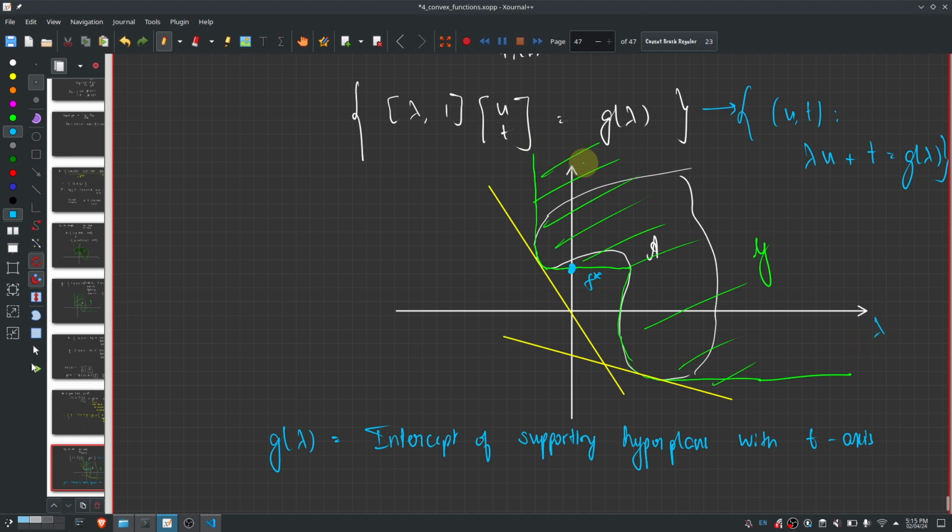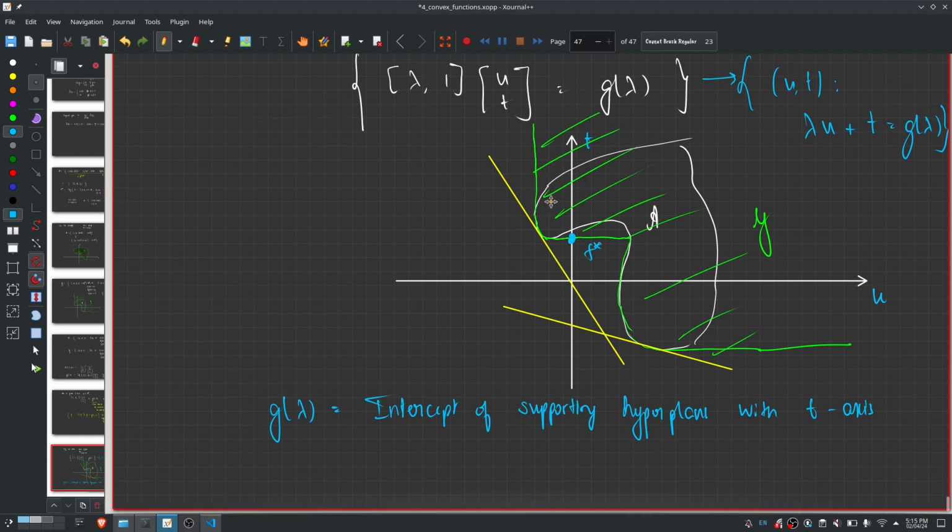This is my lambda, this is my t. Sorry, this is my u, and this is my t. Right? So what is really the dual optimization problem? You want to maximize g of lambda. D star is the supremum over all lambda greater than or equal to 0 of g of lambda.